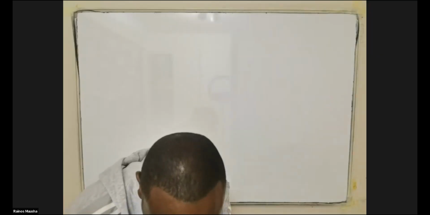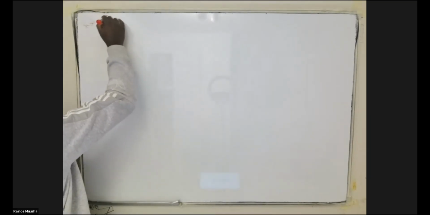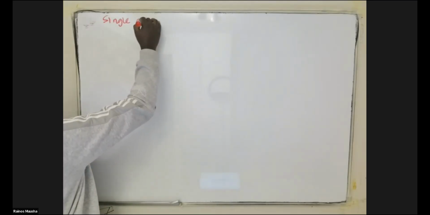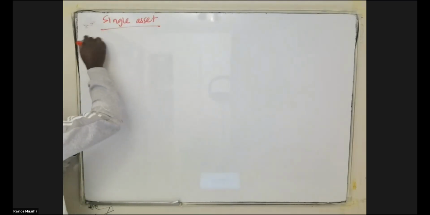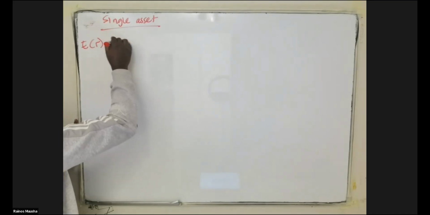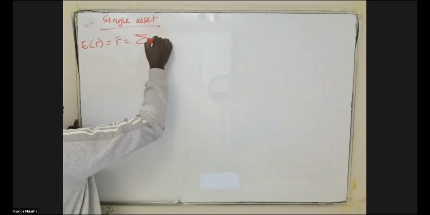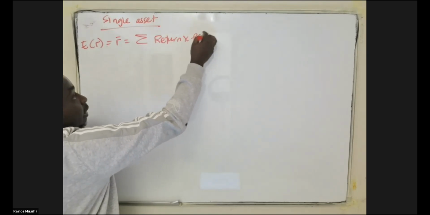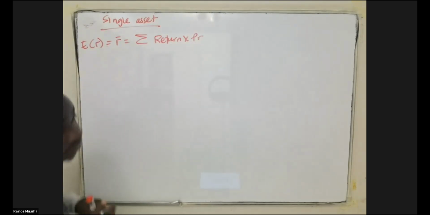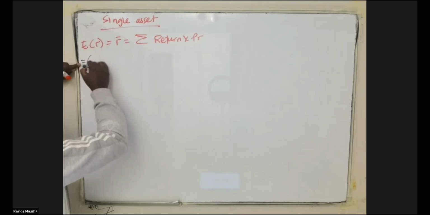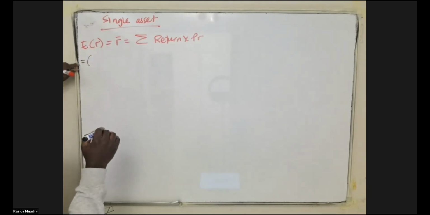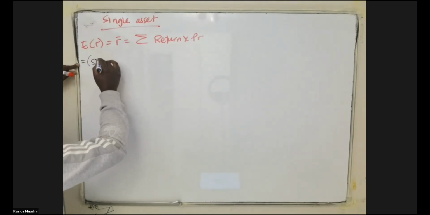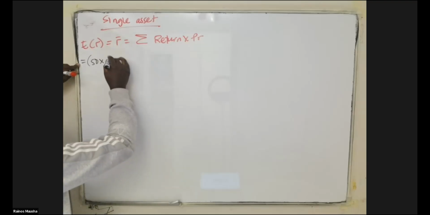So this means that when you're calculating from the example that is given, for single assets, your expected return, which is your R with the bar on top, is given as the sum of the return multiplied by the probability of earning that return. So in this case, you're going to say it is equal to the return for the first scenario, which is a super boom. Your return is 50%, and the probability of you earning that return is 10%, which is 0.1.